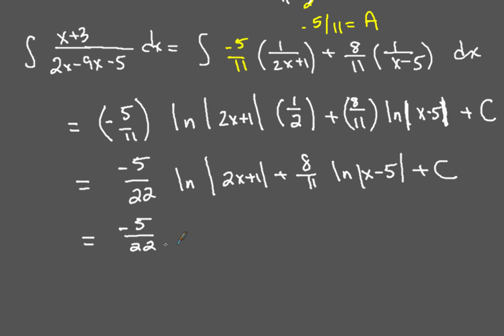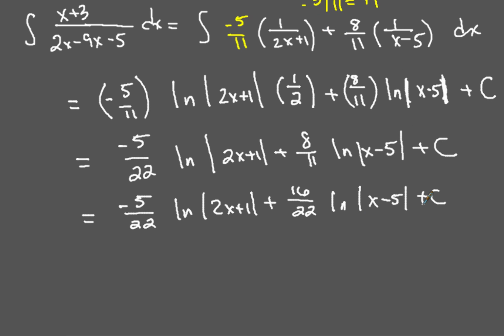So negative 5 over 22 natural log of 2x plus 1, the absolute value of that, plus, now watch what we're going to do here. We're going to get 16 over 22. What? That's crazy. Why did we do that? Ooh, you'll see here in a minute. So we have natural log absolute value of x minus 5 plus c. But notice our denominators are both the same. So we're going to do some of these crazy things. Check this out. We're going to rewrite this so that we can have 1 over 22 here.